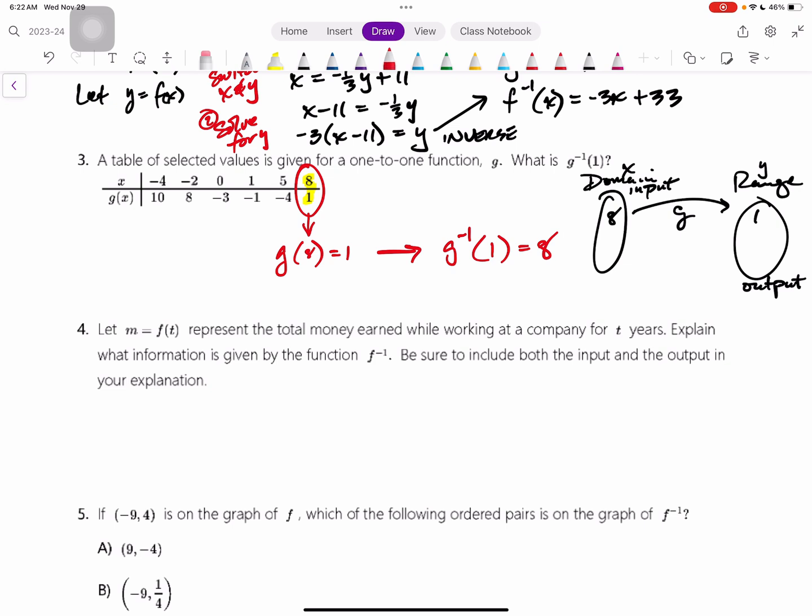But remember, conceptually speaking, the inverse, we'll call it g inverse in this case, takes 1, the output of the original function, which now becomes the input of the inverse, and sends it right back to the original value. So the inverse sends the number right back where it came from. That's what the inverse does. And so g inverse of 1 equals 8. Basically, the inverse sends it right back to the input value.